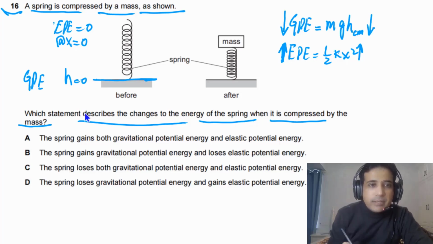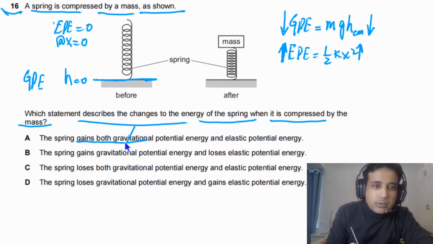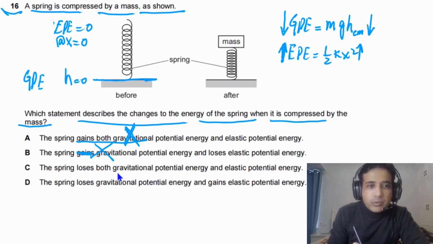For option A, it is given to us that the spring gains gravitational potential energy. This one is wrong. It actually loses gravitational potential energy. So A is not the answer. Option B, the spring gains gravitational potential energy. This is also wrong. It loses. This is wrong. The spring loses gravitational potential energy and also loses EPE. This one is wrong. It gains EPE. So C is also wrong.